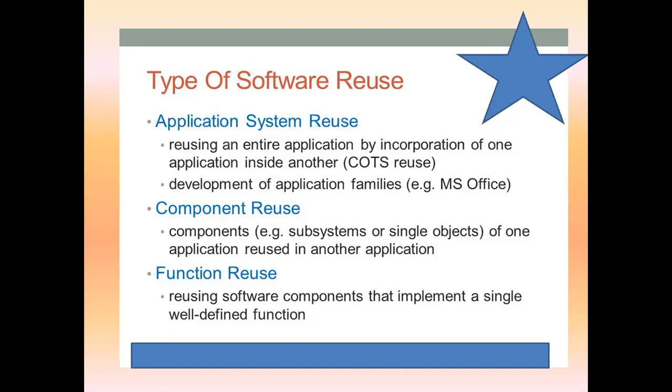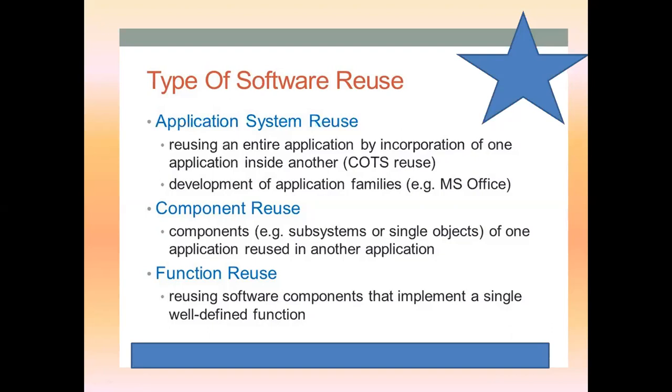For example, there is COTS. COTS is a commercial off-the-shelf system, mainly a complete application system that offers an API. API is an application programming interface. By building a larger system, for example an e-commerce system, we can integrate multiple applications into a single application. In that way, we can reuse our software. Another example is the development of application families, such as MS Office.